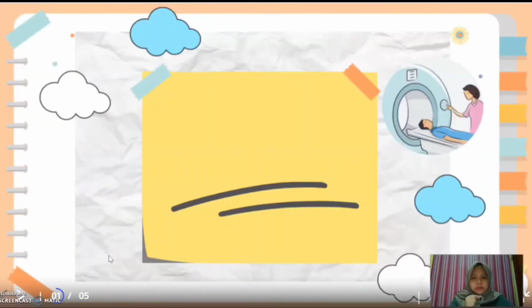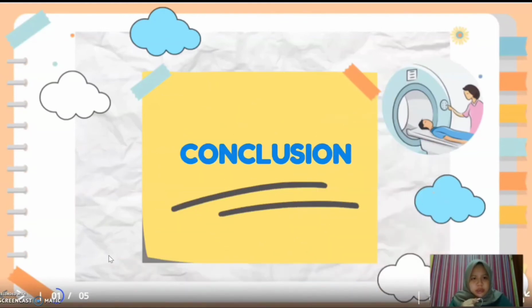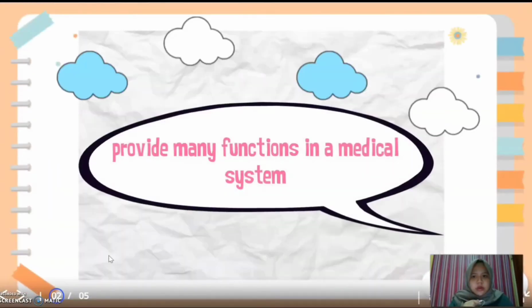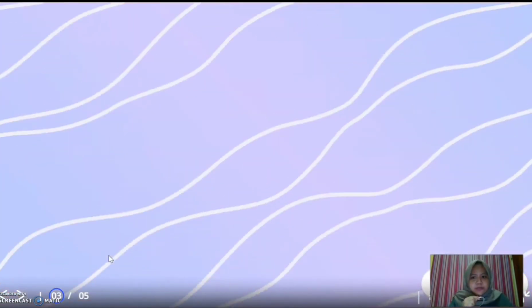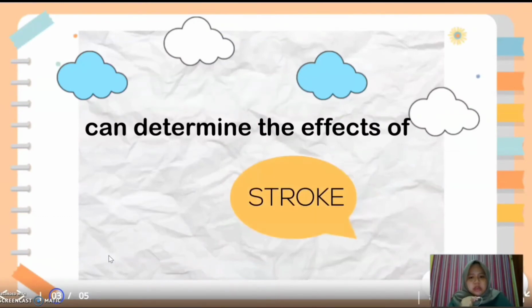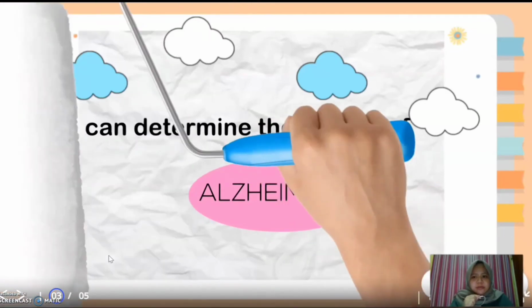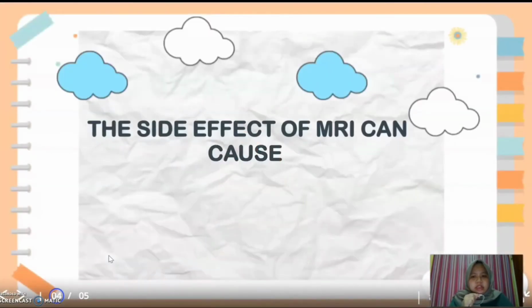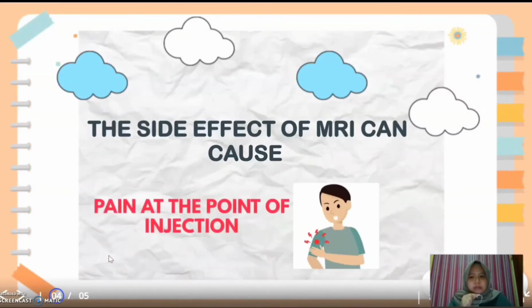So now, I will explain the conclusion of our project, which is the MRI scanner. MRI provides many functions in the medical system. It also can determine the effects of tumors, stroke, head injuries, and Alzheimer's. The side effects of MRI can include nausea, headache, and pain at the point of injection.